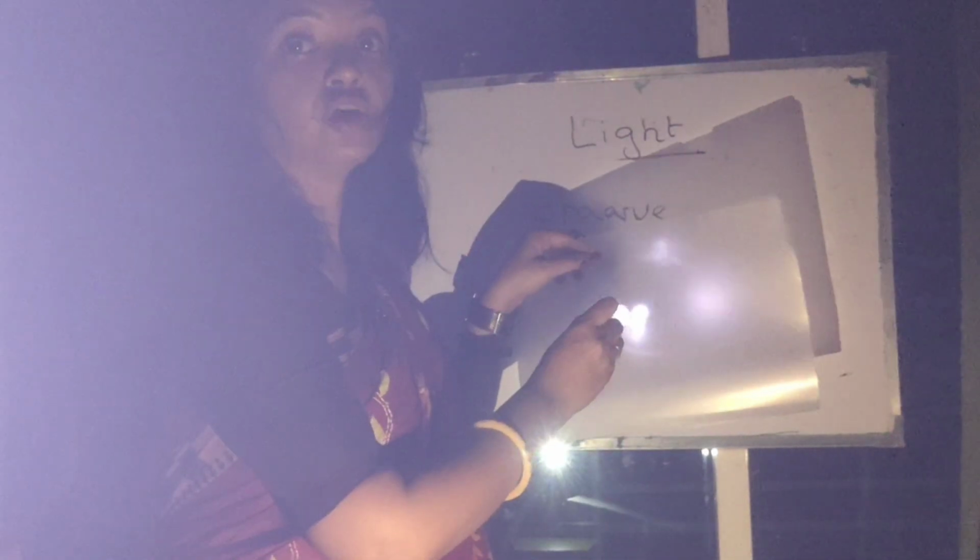Next is the translucent object. I have taken a channel file here, see. Now if we allow this light ray, it can partially allow the light rays to fall on the board. You can see that it is not clear or prominent. Light rays are not prominent here because it is not allowing all the rays. Only some rays are allowed to fall on the board because of this translucent object.